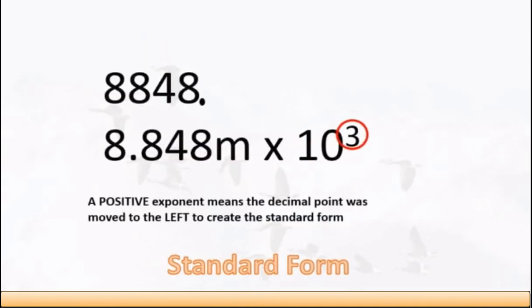If the exponent is positive, then the number is large and you'd need to multiply by 10 that many times, and the decimal point would move to the left.